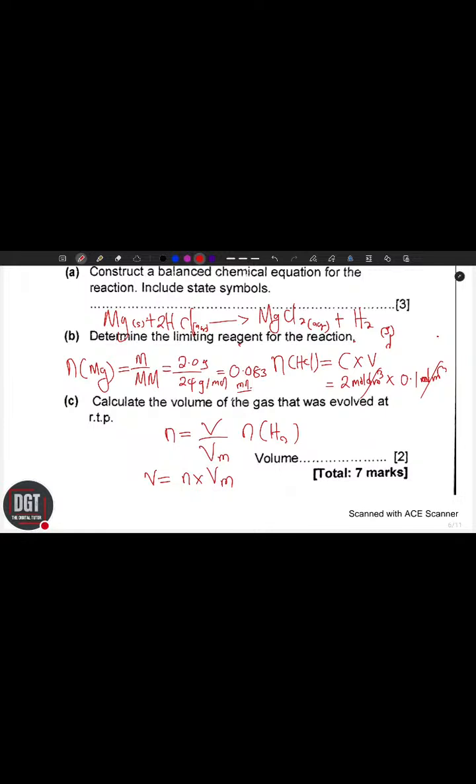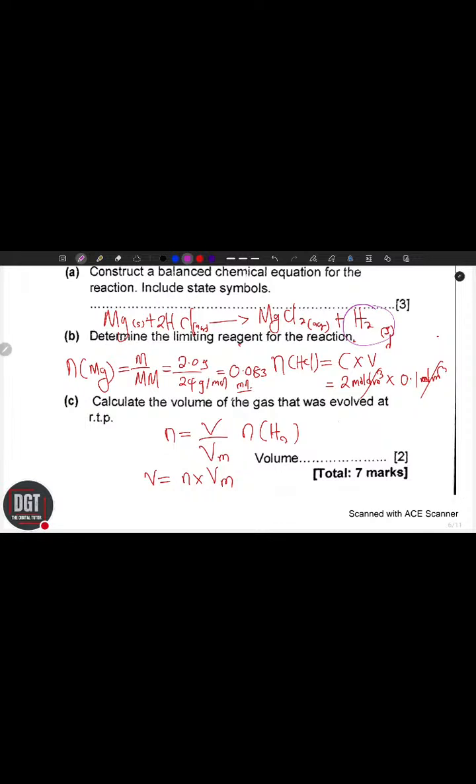Here is where I want to explain something. What we are doing here is calculating the volume of the gas that was evolved. You know that the gas that was evolved is hydrogen gas. So we are going to make a ratio of one of the reactants and hydrogen gas. But the question is, which reactant? We are not just going to pick any of these just anyhow. We need to pick. Which one are we going to pick?